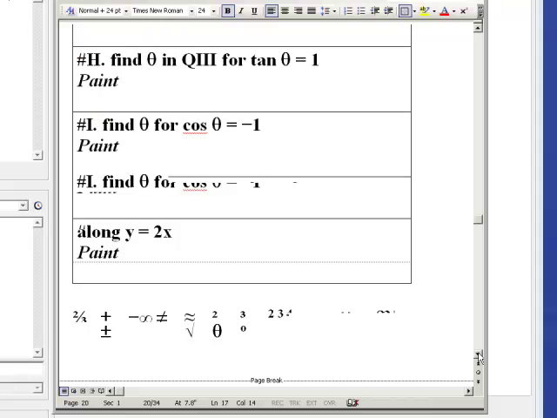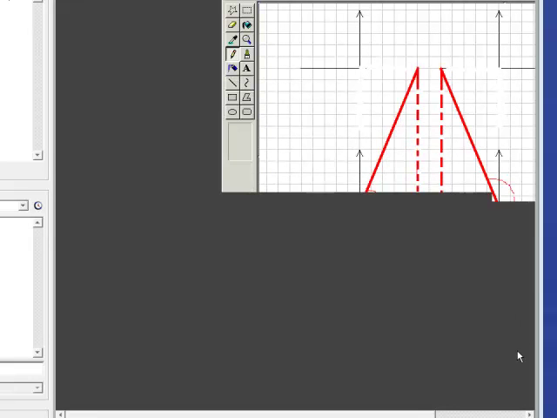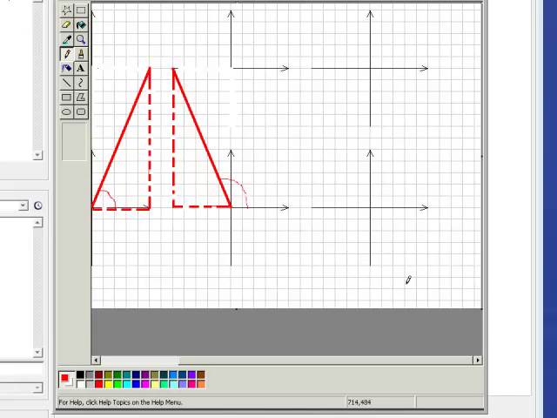Find theta in quadrant 3 for tangent theta equals 1. So let's see what we come up with. And then I'm also going to do find theta for cosine theta equals negative 1. I'm going to do these two here in Paint. So what I have here is theta is in quadrant 3 for tangent theta equals 1. So I'm going to go in there.